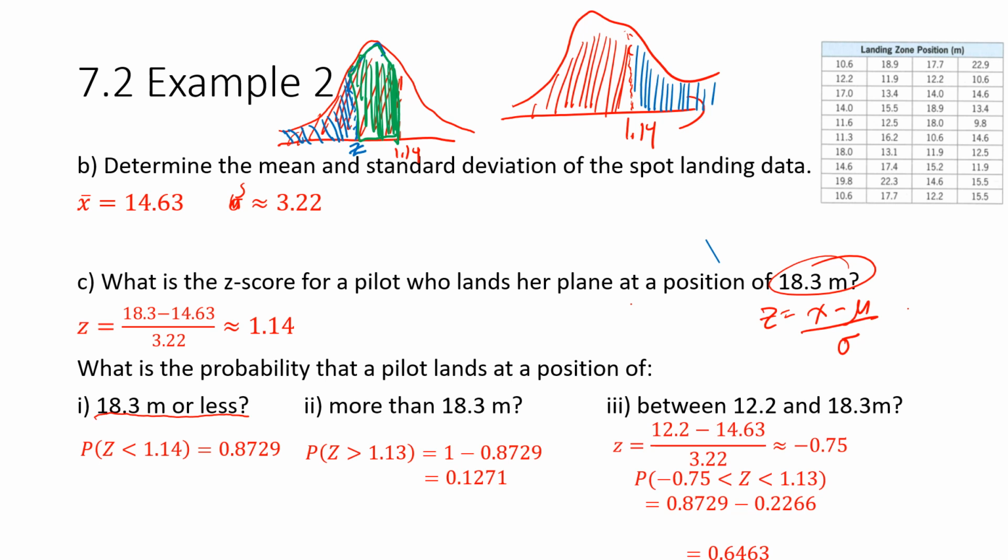First I get the z-score for 12.2 meters, which is negative 0.75. So the probability between would be the probability from the z-score 1.14 minus the probability from the z-score of negative 0.75, which is 0.2266 if you look up the z-score table. That gives me 0.6463. So there's about a 64.63% chance that the pilot will land between 12.2 and 18.3 meters.